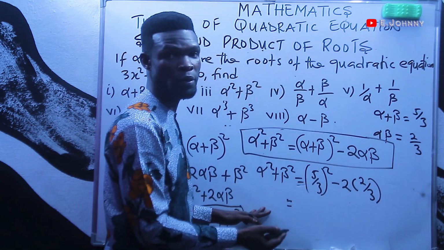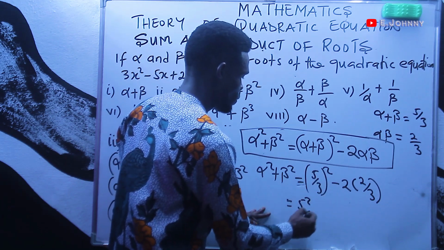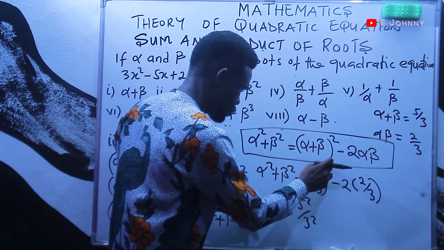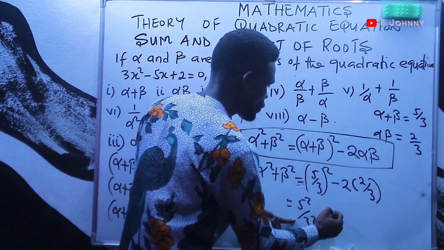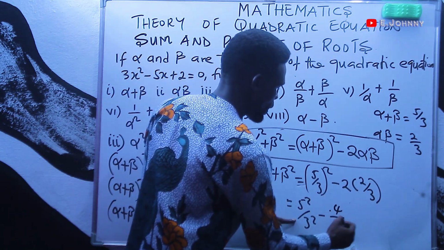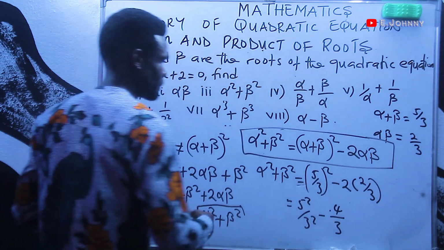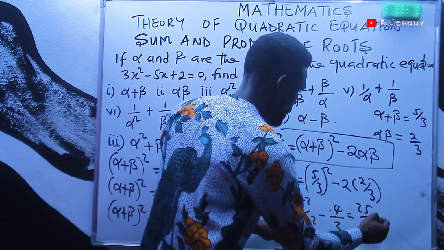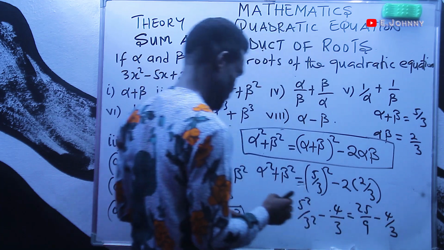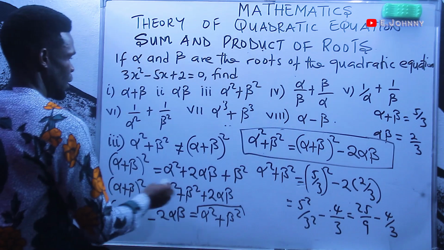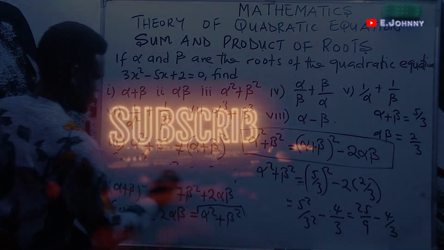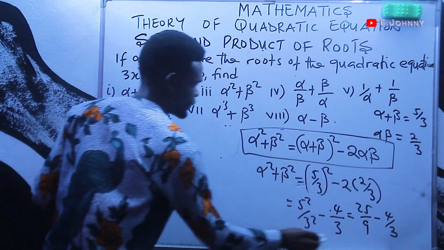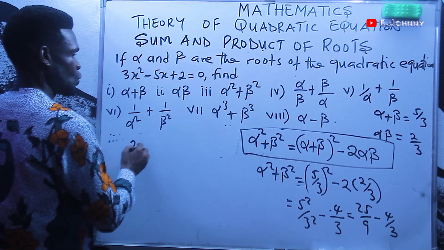So this is now simple arithmetic. 5 squared over 3 squared. That is 5 raised to the power 2 all over 3 raised to the power 2, minus 2 times 2/3, which is 4 over 3. Okay, so this is equal to 5 squared is 25, over 3 squared, 9, minus 4/3. Now let's simplify that fraction.